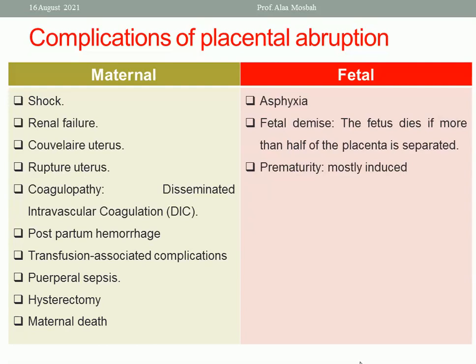What are the complications of placental abruption? Maternal and fetal. Maternal include shock, renal failure, Couvelaire uterus, ruptured uterus, coagulopathy, postpartum hemorrhage, transfusion-associated complications, hysterectomy, puerperal sepsis, maternal death. Fetal complications include fetal demise, fetal asphyxia, prematurity.